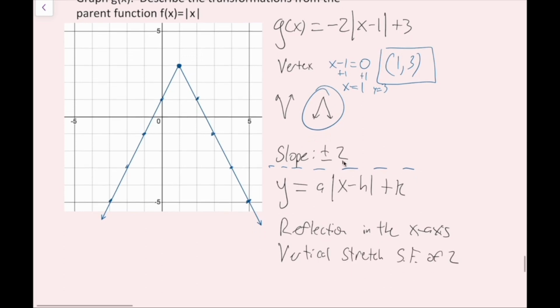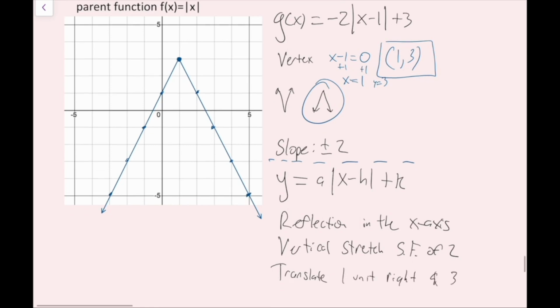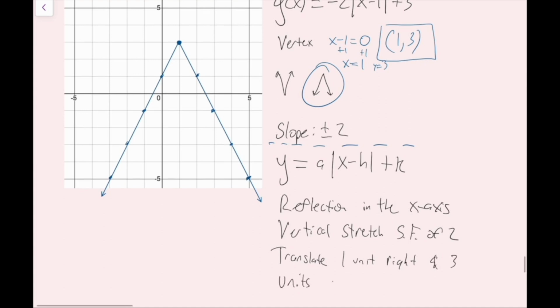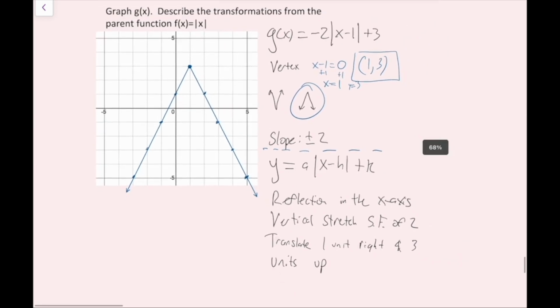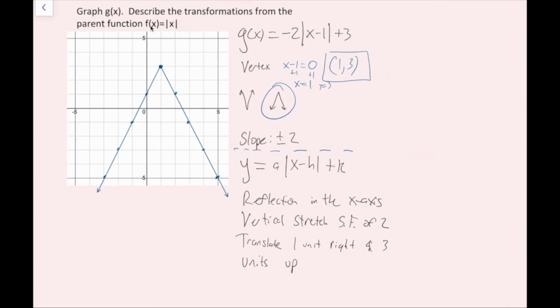And then last, the reason why I like doing it this way, the translation is just going to be the vertex. So my vertex is 1, 3. That just means I translate 1 unit right and 3 units up. So we've successfully graphed g of x and then described the transformations from the parent function f of x equals the absolute value of x. So now we're done with this one.